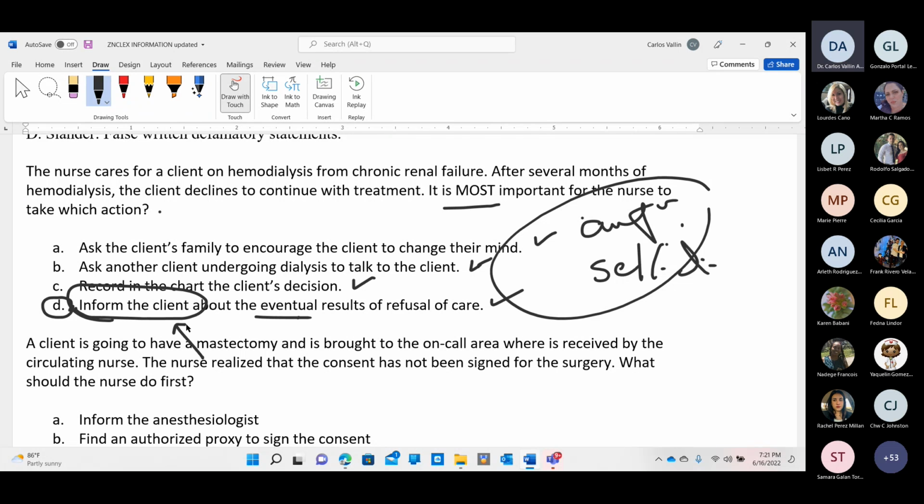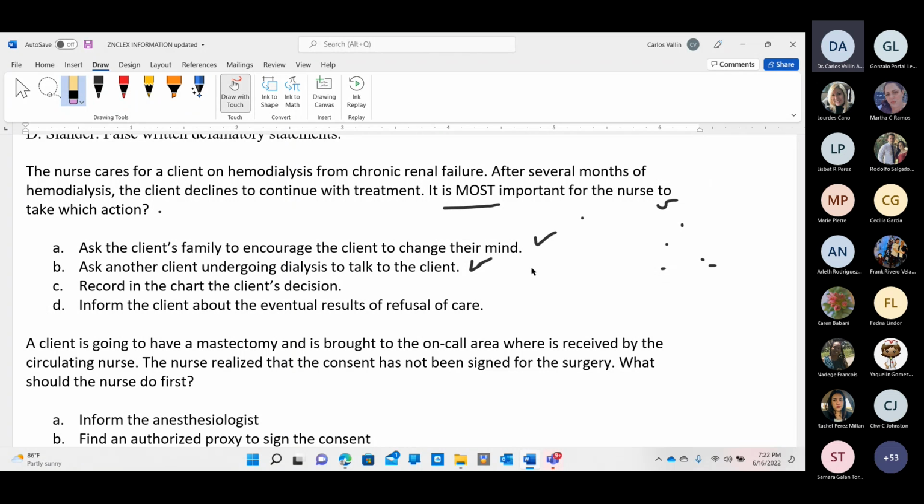And here is when you see why this is the most important. How could a person take such a significant, important decision without having the information of what is going to happen after the dialysis is stopped? So this is the most important, much more important than documentation, more important than peer influence, more important than the resource of the influence of the family, the support system, etc. Make sense? Good.